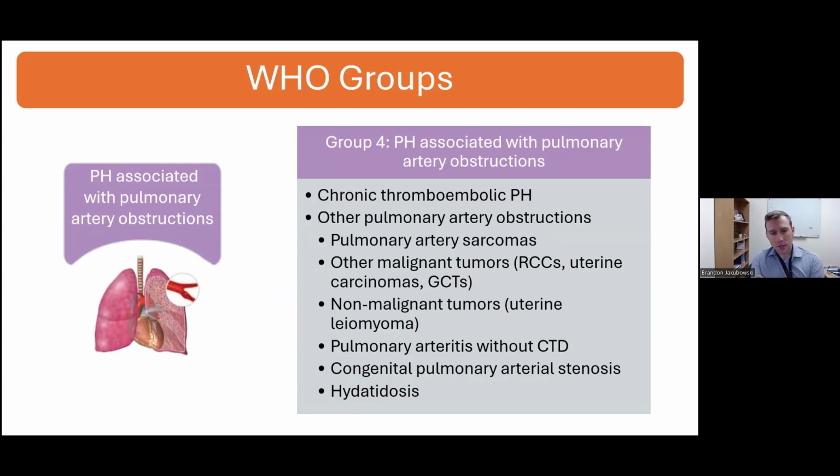And then we see patients that have a pulmonary arteritis without a clear identifiable connective tissue disease. Sometimes patients present very similarly to what a Takayasu's patient would present like, but purely involving the pulmonary vasculature for some reason.